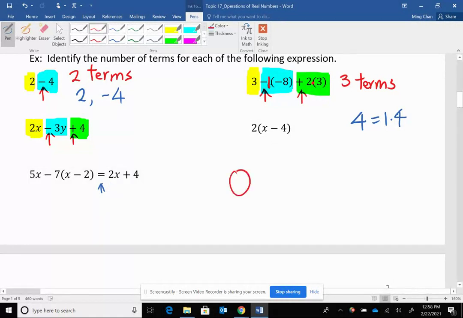So if I have a circle, a triangle, and a rectangle, together this is actually called an expression. This expression consists of 3 terms.